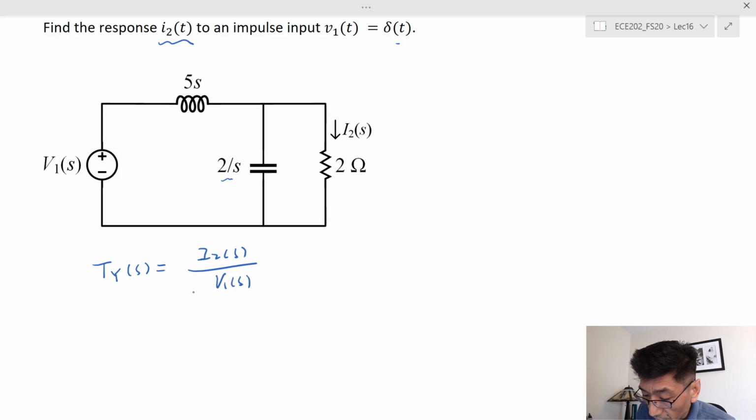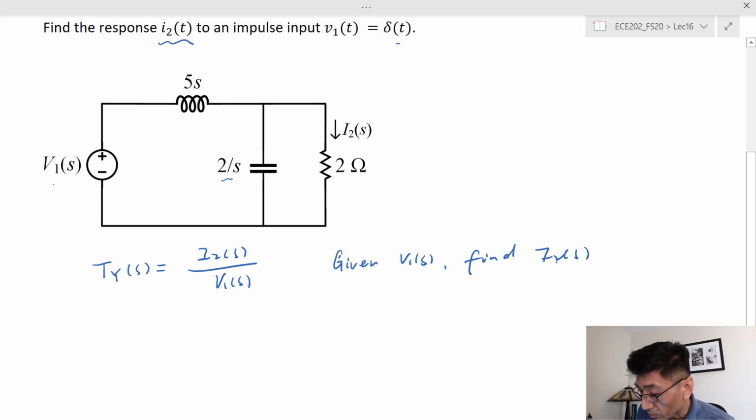In this case, it's not straightforward to see the relation between these two, so let's just solve this circuit. Let's reformulate this as: given V_1(s), try to find I_2(s), and then I take the ratio once I find I_2 in terms of V_1, right?